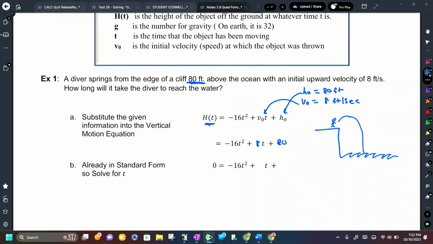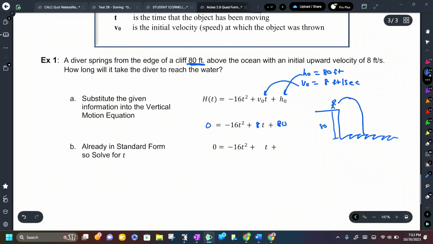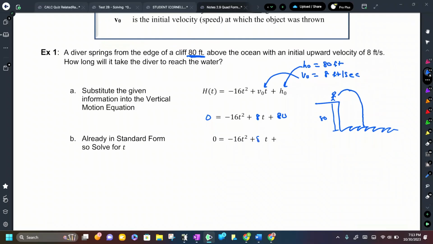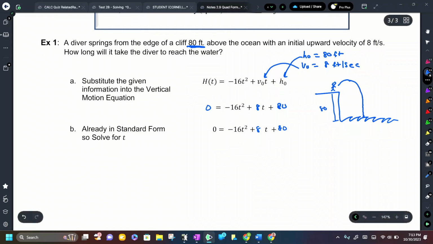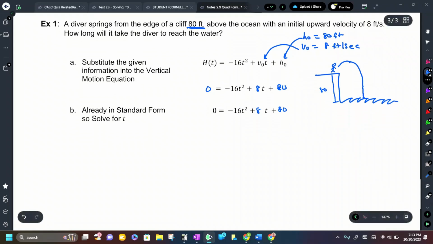This h of t gives us our height at some time, at any time. This h of t is the height for a certain time. We're saying that this distance from here to here is 80 feet, so his initial starting height is 80 feet. He's 80 feet above the water. When he hits the water, his final height is going to be 0. We're going to plug that in. And so we've got our 8 and our 80, and now we're just going to figure out how long it takes him to splash down in our water over here.